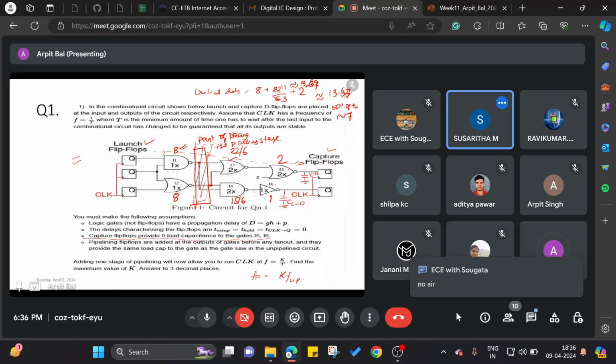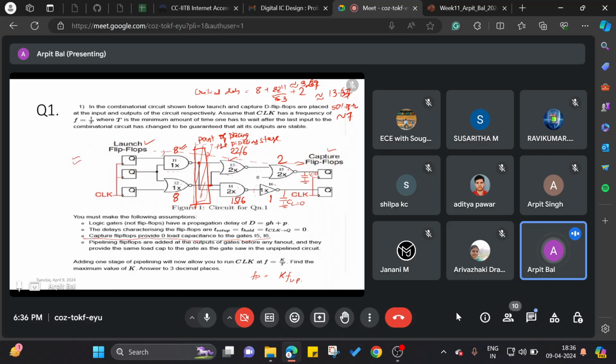So in case I1 and I2 both are different values, how can we select the critical path? Yeah, so let's say I1 and I2 are different values, then choose the critical path which gives the higher delay.